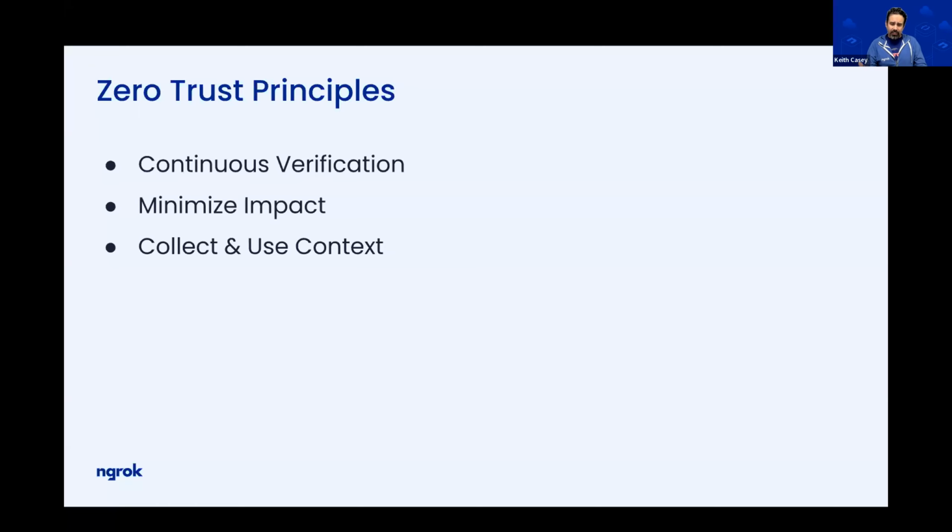We cannot get around that. Jonas talked about that great with the token-based architecture. We cannot avoid that. We must do that. Collecting and using context is absolutely vital.